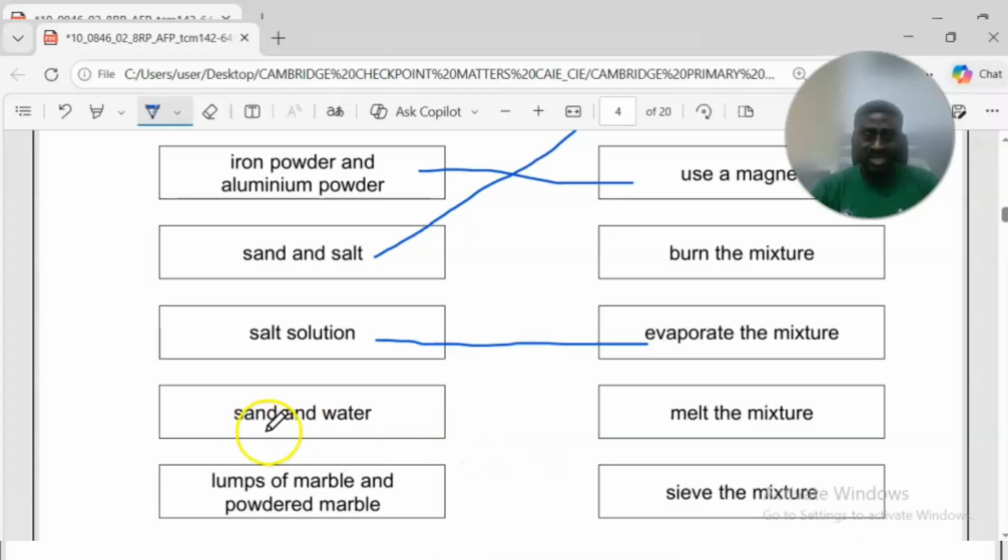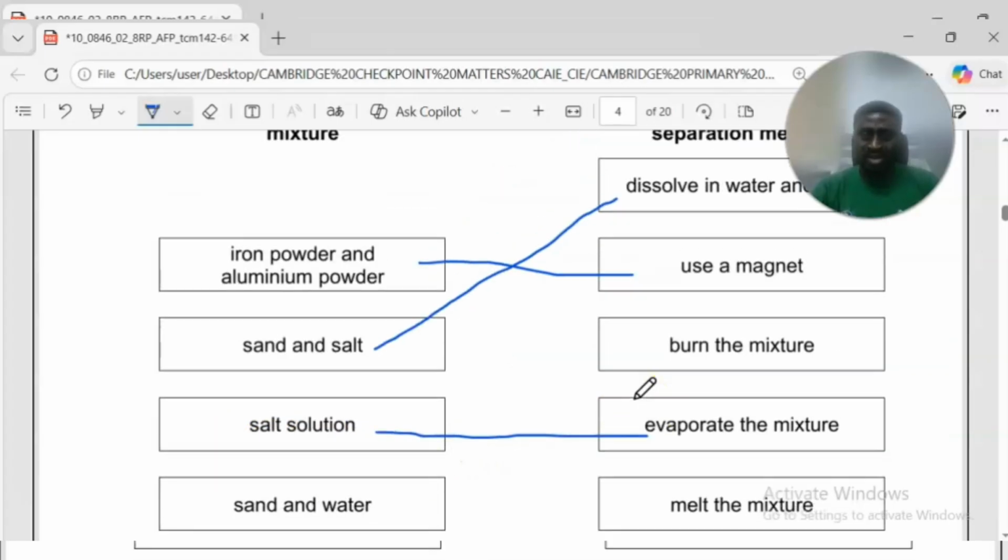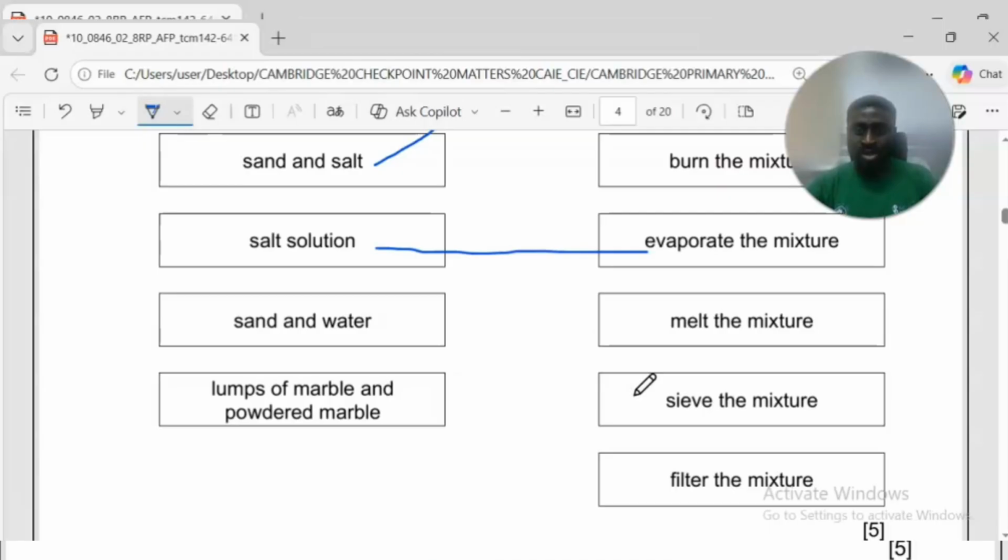Then where you have sand and water, we only have how many options left to pick from? Burn the mixture, melt the mixture, sieve the mixture, filter the mixture. So when you have sand and water, what do you do? Will you melt it? That's not the right answer. Burn the mixture, it will not give any solution to that. Will you sieve the mixture or you filter the mixture? So the answer would be filter the mixture, because when you filter it, the sand will remain at the mesh of the filter while the water will trickle down into the empty container and you have two separate substances.